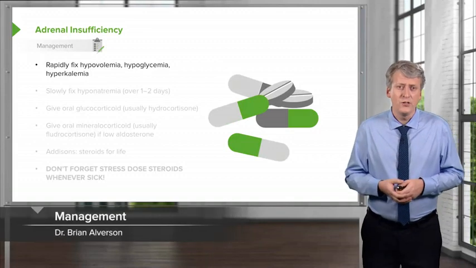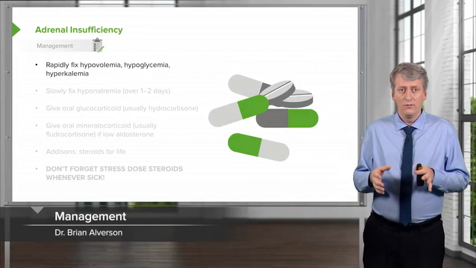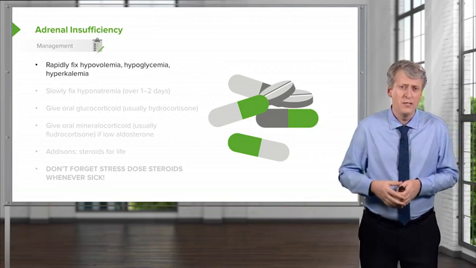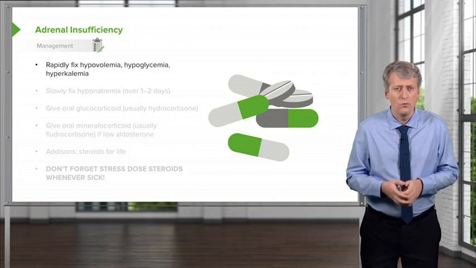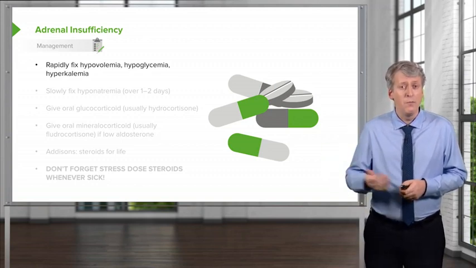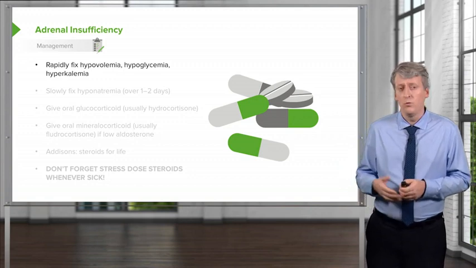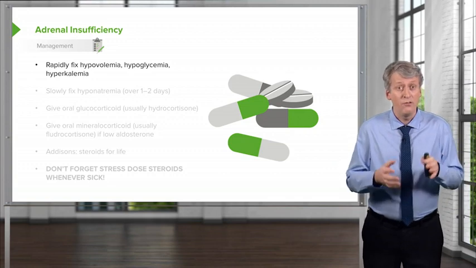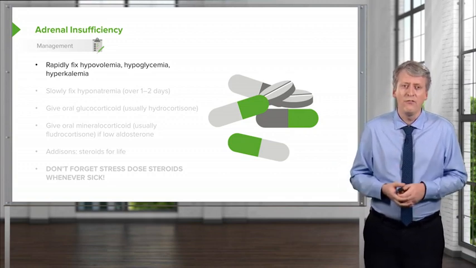Management of adrenal insufficiency is to rapidly fix their hypovolemia, and that's actually the most critical thing. These patients are profoundly dehydrated and require large amounts of volume repletion. We have to fix their hypoglycemia so they don't seize, so we'll give them boluses of sugar as well. And if they have very high potassium, we have to fix that too before they have a fatal arrhythmia.